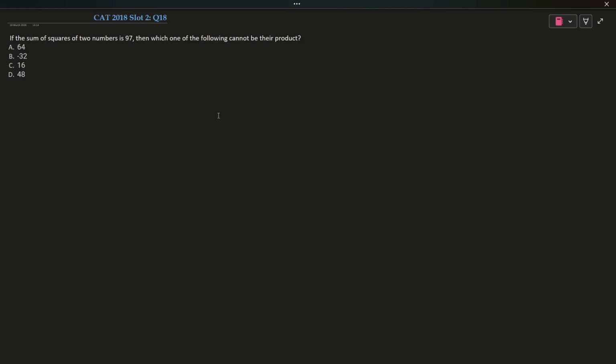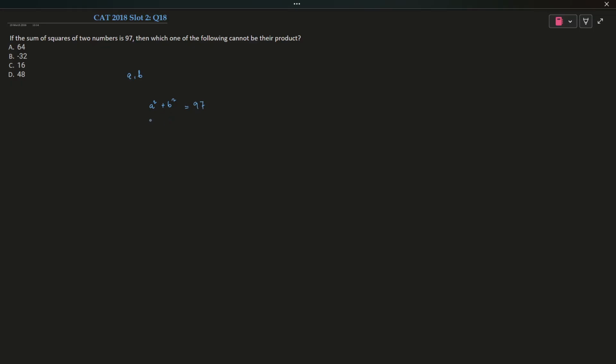The first question is, if the sum of squares of two numbers is 97, then which of the following cannot be their product? Okay, sum of two numbers' squares. So let the two numbers be a and b. Sum of squares, so the squares will be a square and b square, and the sum will be a square plus b square. This is given to us as 97.